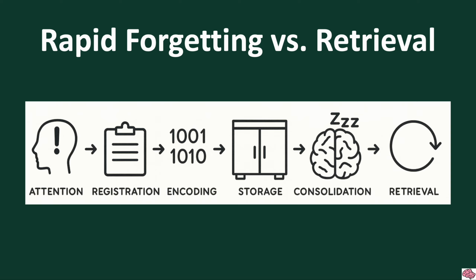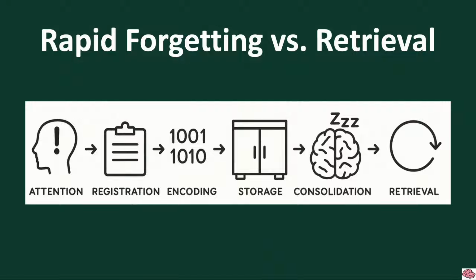All right, so possibly the single most important thing to understand in all of clinical cognitive neurology is the difference between a rapid forgetting pattern of memory impairment and a retrieval pattern. And that's what we're going to talk about today.